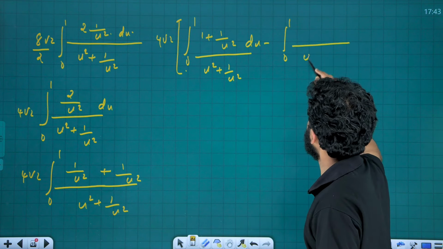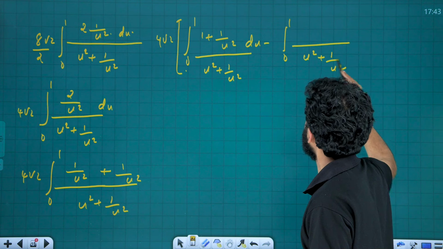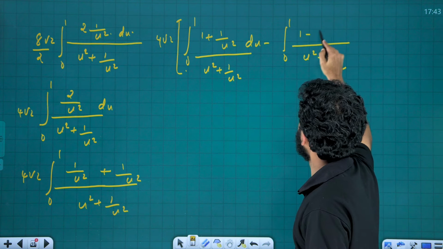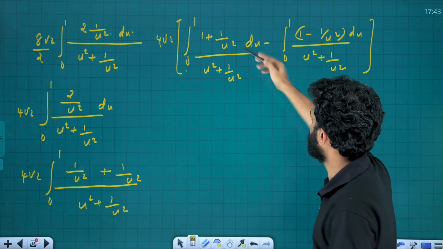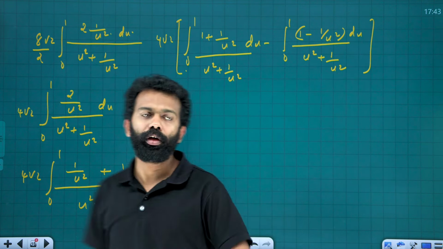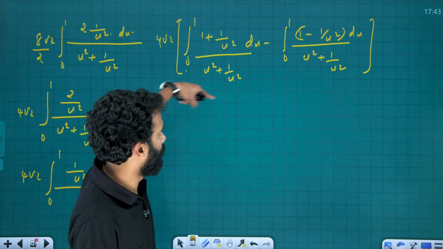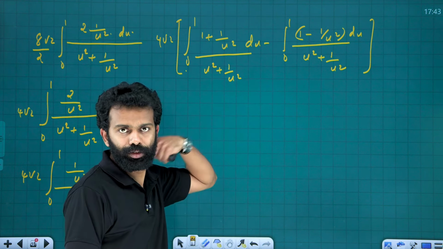Denominator part will be u square plus 1 by u square, 1 minus 1 by u square. Nothing has changed. Okay, the 1 got balanced by cancelling out. So if you observe the numerator and denominator here and here as well, we can easily formulate this one.